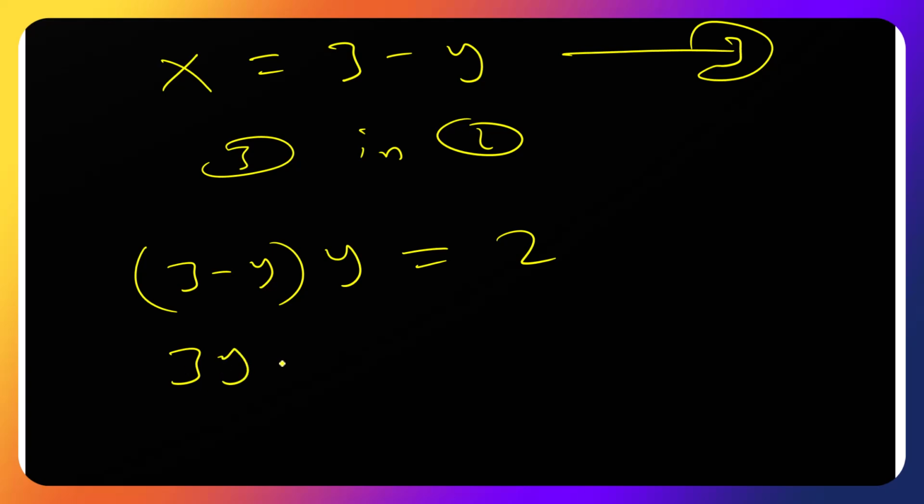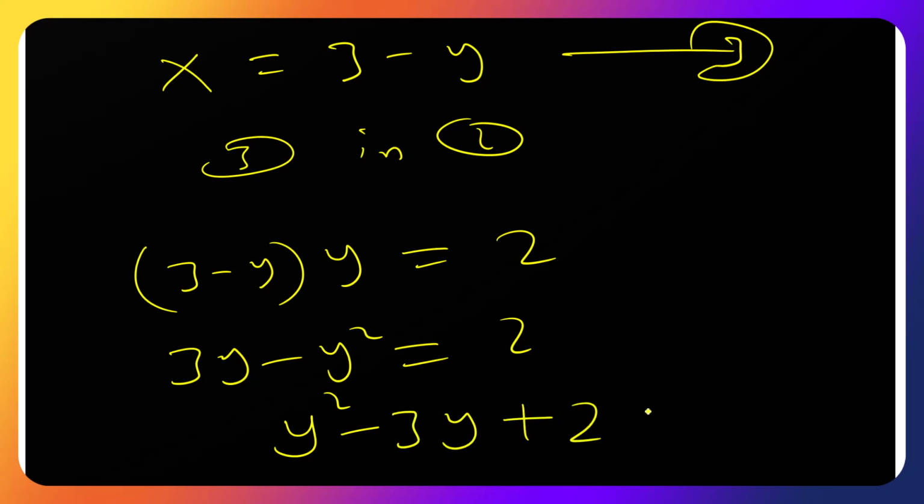That will be 3y minus y squared equals 2. So let's arrange this. That will be y squared minus 3y plus 2 equals 0. So we have y squared minus 3y plus 2 equals 0.